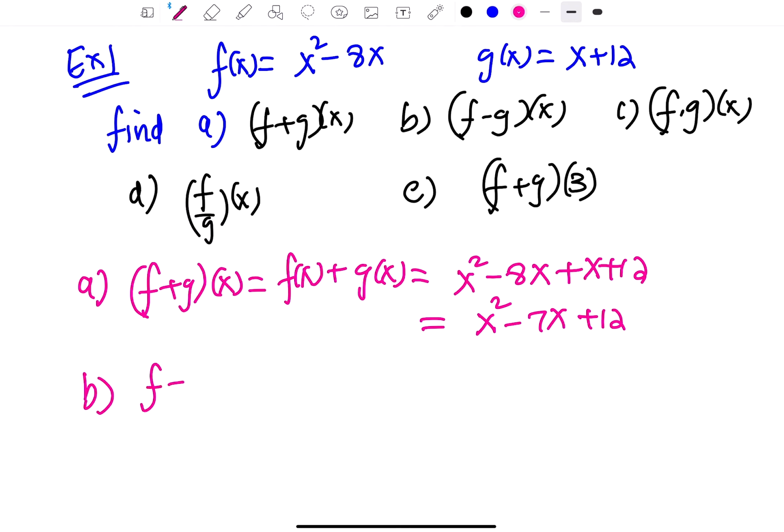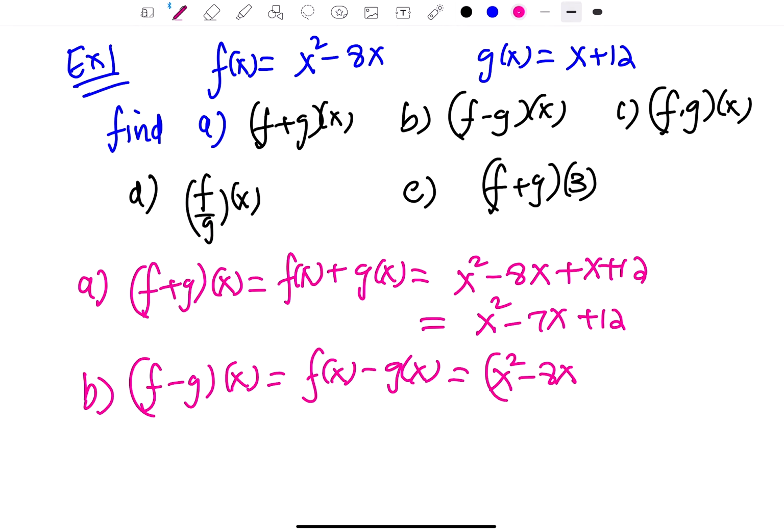To get the subtraction function, be careful that we have to include parentheses because we are subtracting the entire second function from the first function. It comes up with x squared minus 8x minus x minus 12. Combining the like terms, we are left with x squared minus 9x minus 12.